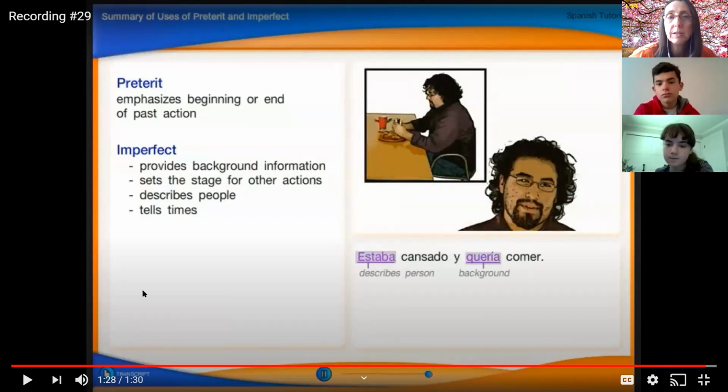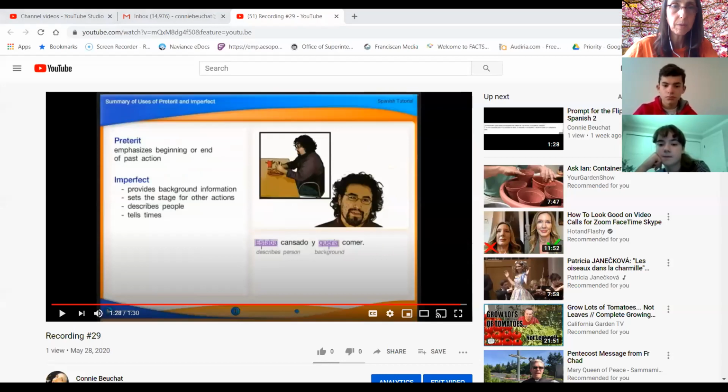So in this one, look how it says estaba and then quería. They're both in what verb tense? Imperfect. They are both in the imperfect because they're saying two things that were happening or how they were feeling in the past. There's nothing that is a one-time event, and nothing telling you when this started and when it ended. It's just background description, in this case how this person was feeling. Make sense? All right. So with that in mind, let's go back to our activity.